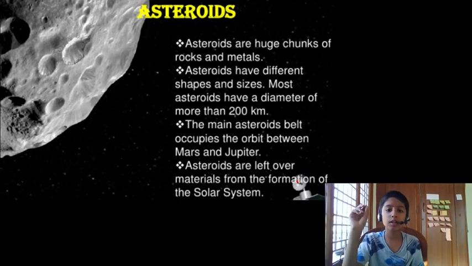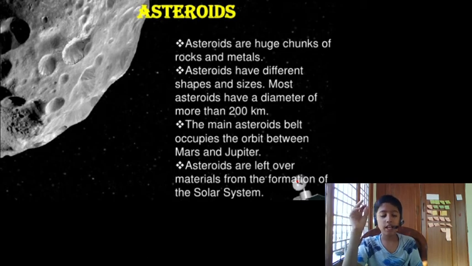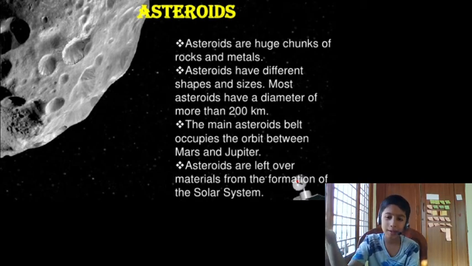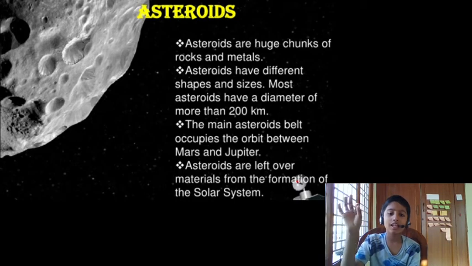And the main asteroid belt occupies the orbit between Mars and Jupiter. I have already told you about Mars and Jupiter. While explaining Jupiter, I mentioned this, but I did not explain it at that time. Now I am explaining. The asteroids are leftover materials from the formation of the solar system.